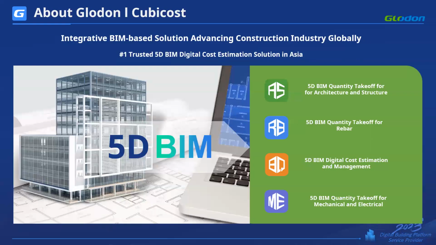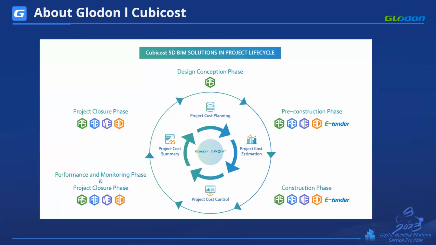And as I mentioned earlier, we have four major products: TAS, TRB, TBQ, and TME. TAS for structural and architectural modeling. TRB is our reinforcement solution. TBQ for BOQ preparation, and TME for our MEP quantification. And as I explained earlier, this software package can be used in the whole life cycle of the construction project. So you can see the design stage, planning stage, then the construction stage, and operation stage.